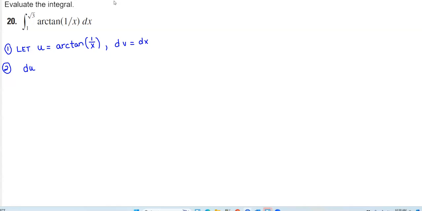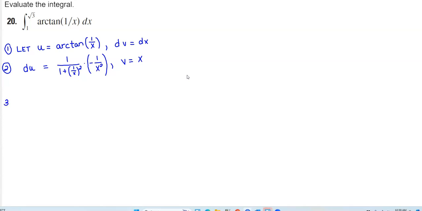So we know that the derivative of the arc tangent is 1 over 1 plus 1 over x squared. And then we need to take the derivative using the chain rule of 1 over x. And so the derivative of 1 over x is negative 1 over x squared. And then we want to find what is the antiderivative of dx. Well, the antiderivative of that is going to be x.